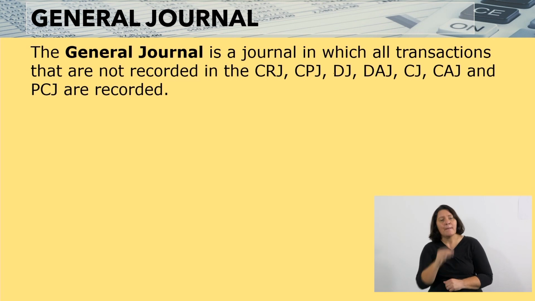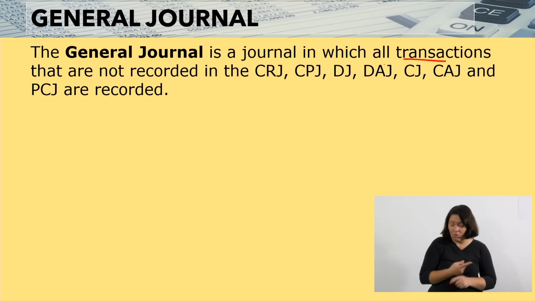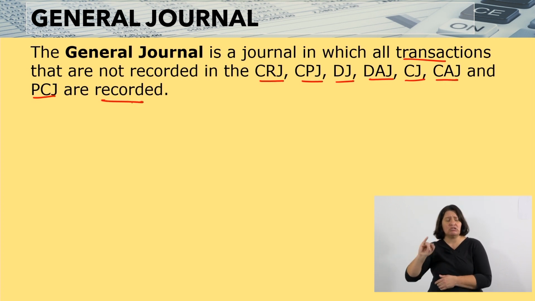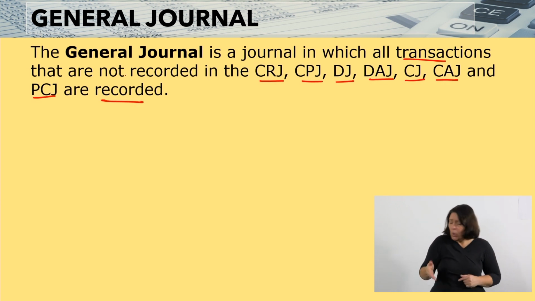What is this GJ? It is a journal in which all transactions that are not recorded in the CRJ, the CPJ, the DJ, DAJ, CJ, the CAJ, and the PCJ are recorded. So if transactions are not recorded in these journals, such transactions, you find them in the GJ. Let us now see, how does the GJ look like?